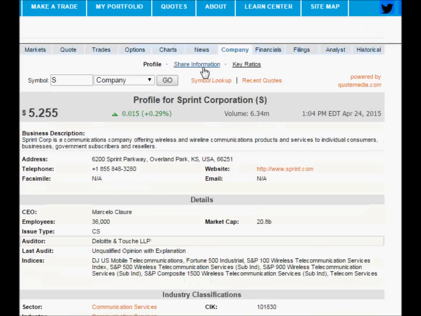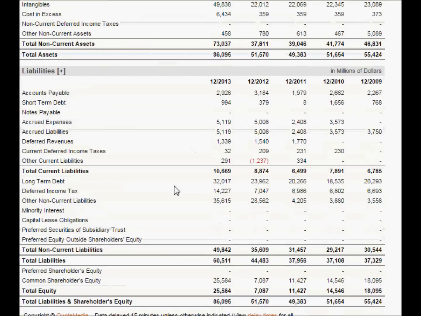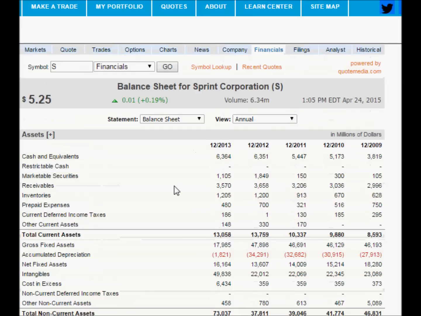You can also see information per share, for example, their earnings per share and things like that, and some of the key ratios, for example, their price earnings ratios are all in this area. Here you can download their financial statements. You can get their balance sheets, income statements, or cash flow statements either for annual or quarterly. So any information you'd like to see about the company you can find here.